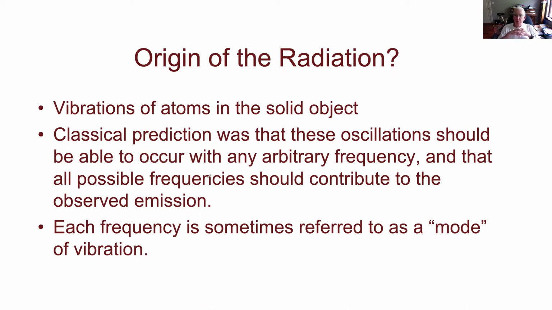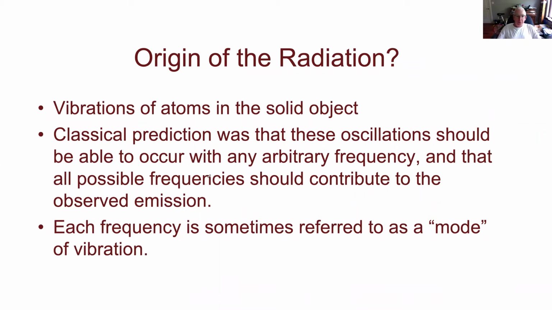That refers to just atoms vibrating at a particular frequency would be an oscillation or an oscillator or a mode, okay? The classical physics model of this would say that these oscillations should be able to occur with any frequency at all, that the frequency is not limited. The frequency of that vibration would be a continuous variable, right? And that all possible frequencies should contribute to what's being emitted, okay?